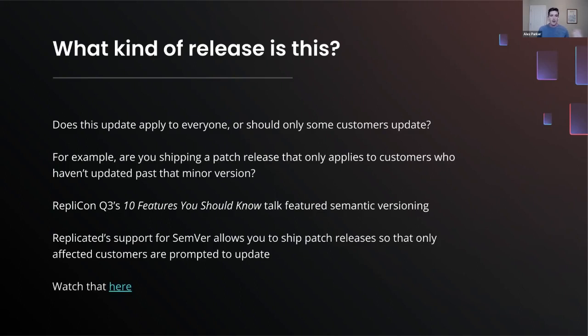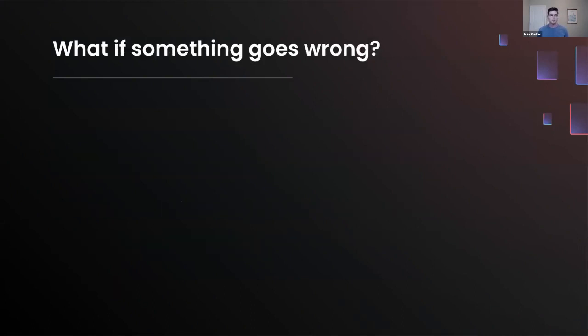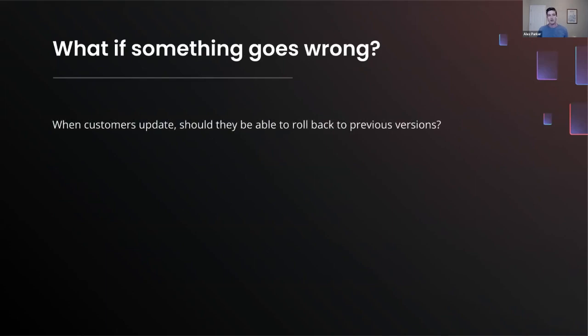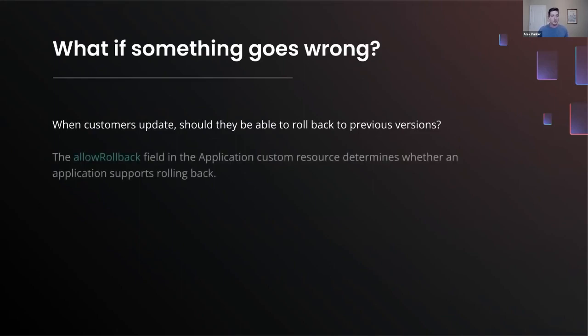If you want to go back and watch that presentation again, you can get a little bit of context on the semantic versioning support. So what if something goes wrong when you ship this out? What do you want to do? Like when your customers update, should they be able to roll back to previous versions? Does your software support that?